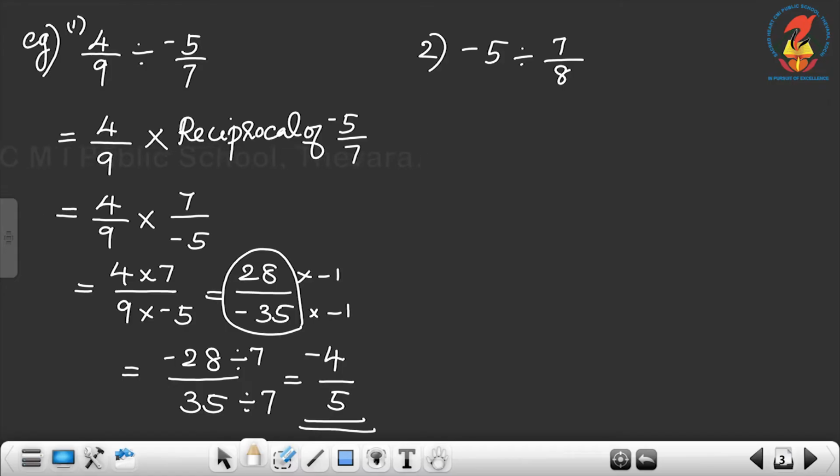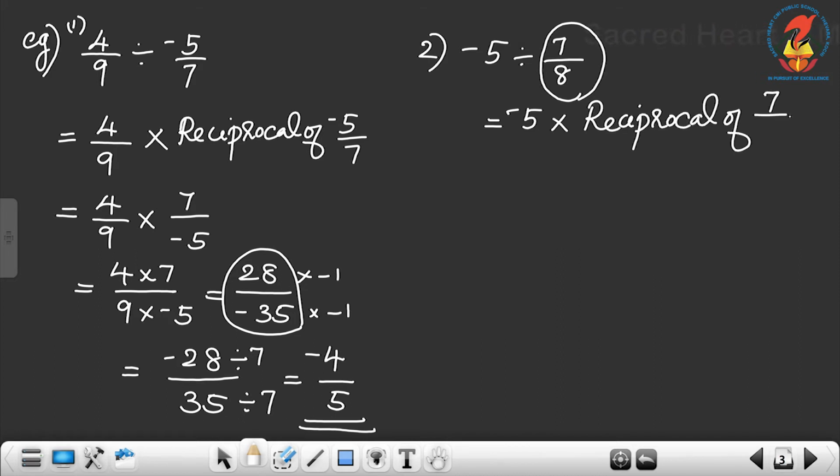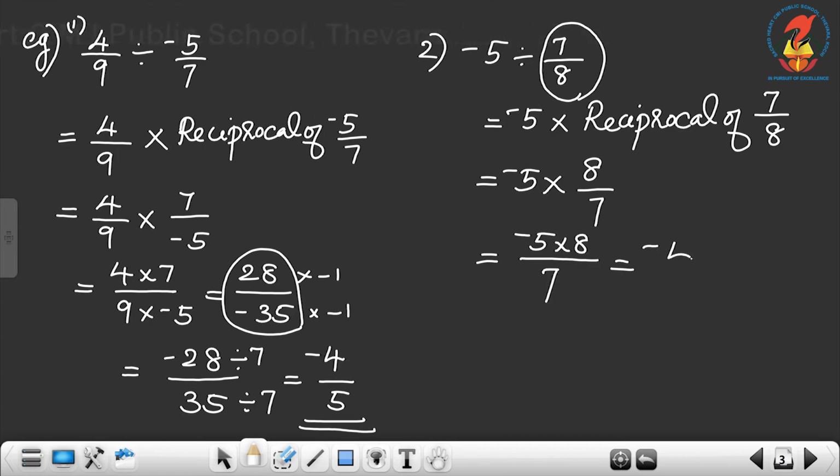Now, the second one, negative 5 divided by 7 by 8. Which is equal to negative 5 into, you have to multiply with the reciprocal of the second rational number, that is the reciprocal of 7 by 8. Therefore, negative 5 into, what is the reciprocal of 7 by 8? 8 by 7. Multiply 8 with negative 5, that is negative 5 into 8 by 7. So, negative 40 by 7. So, the answer is negative 40 by 7.